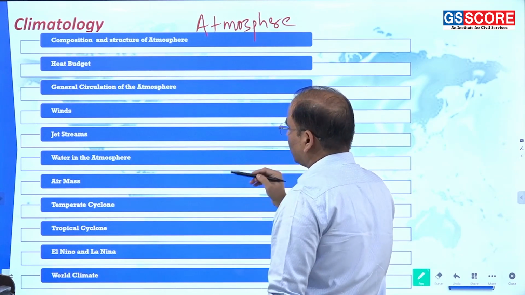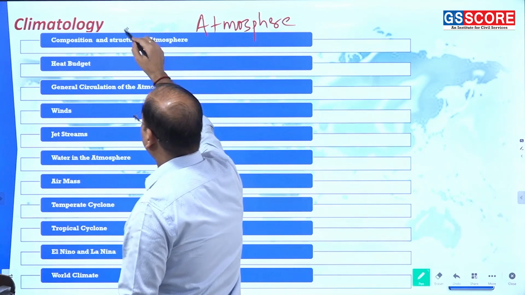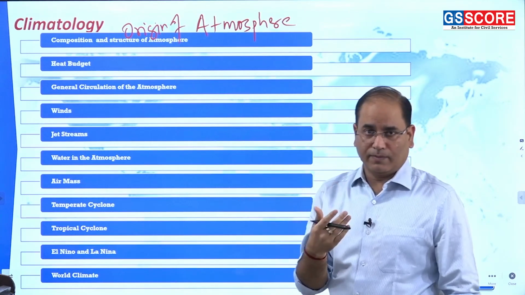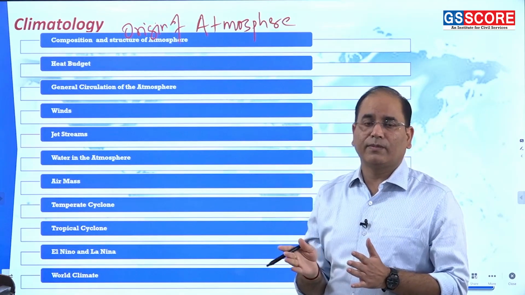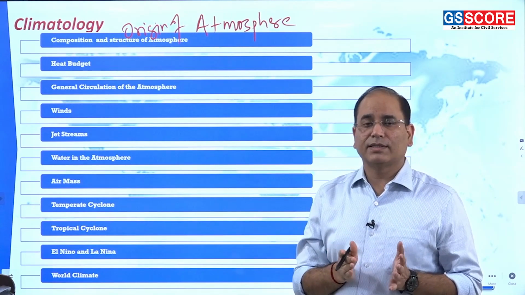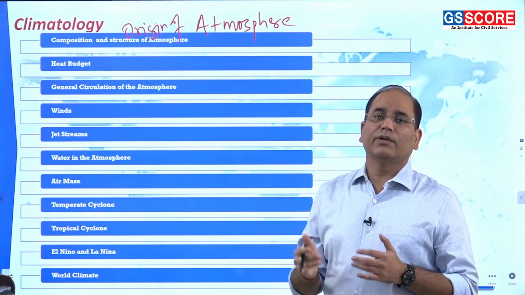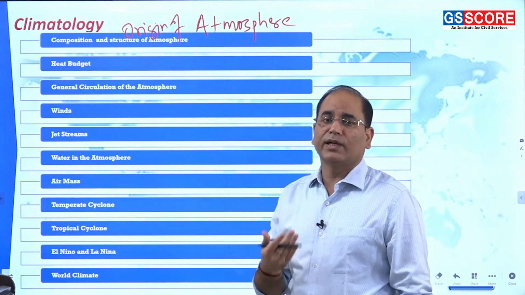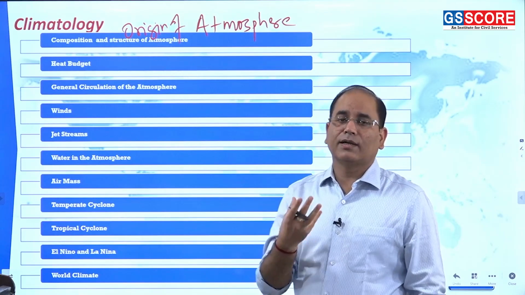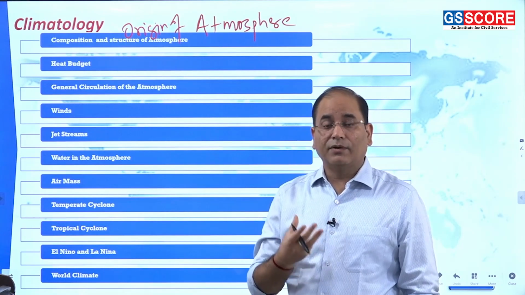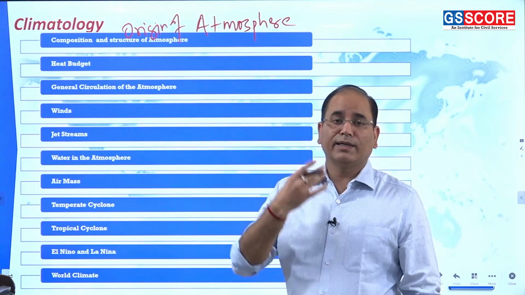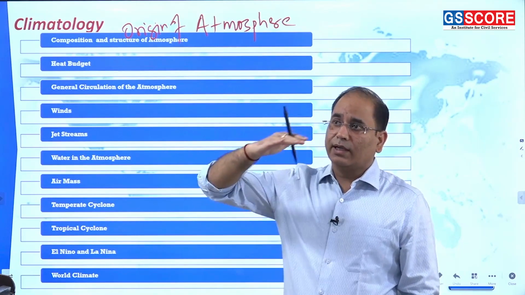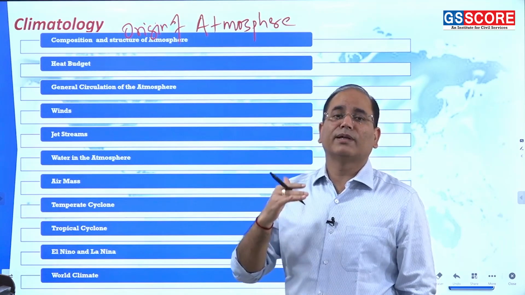The first thing you are supposed to know is the origin of the atmosphere: how it evolved, and whether the atmosphere evolved at the same time when the earth came into existence or its evolution is different. Within the atmosphere, what is the composition? The atmosphere is comprised of different gases. How those gases were added to our atmosphere, the genesis of the gases, the composition of the atmosphere. The atmosphere is also comprised of different layers.